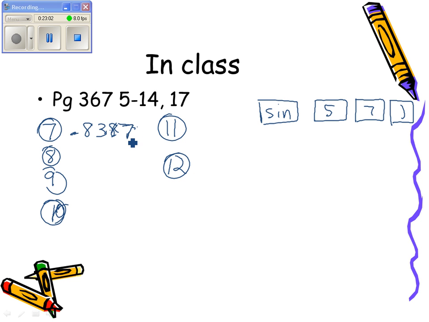So I'm going to round that to 0.8387. Number 8, you do the same thing, except this time you hit the cosine button. Cosine, and you punch in 60, hit enter. You get 0.5. Number 9, cosine again, 33. You get 0.8387.